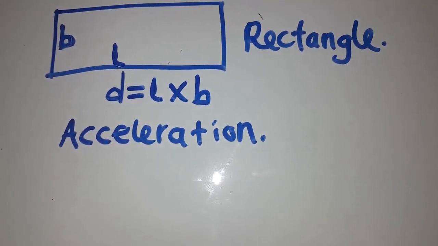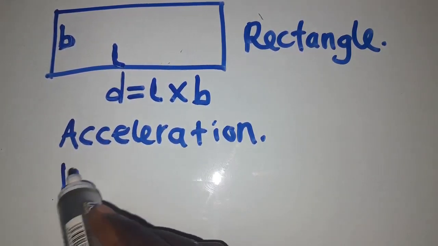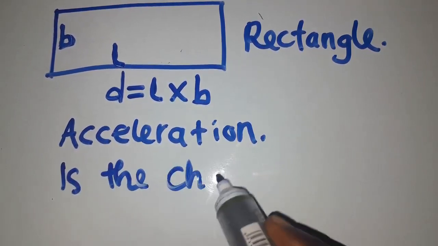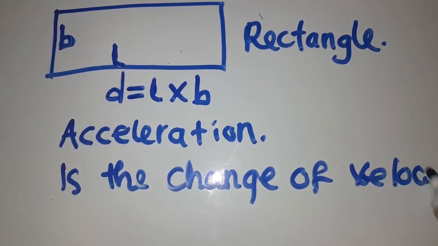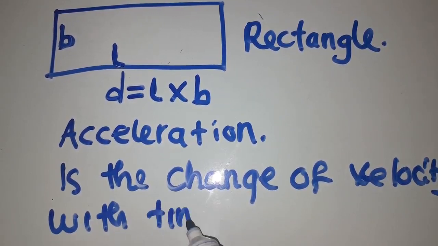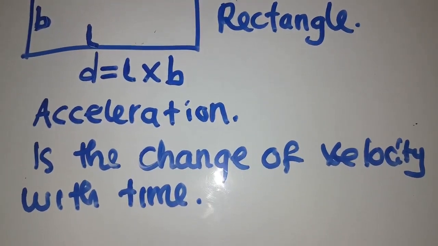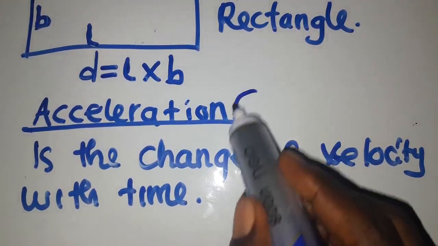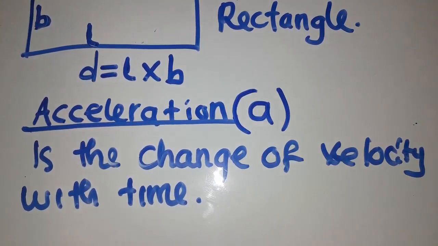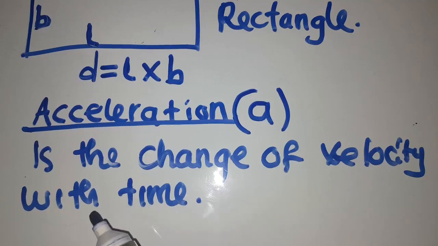So the way we get to find acceleration is the change of velocity with time. Have you seen the way of finding acceleration? This is a simple definition that you need to know under acceleration. The symbol for acceleration, we normally take A like that. So acceleration is just the change of velocity with time.